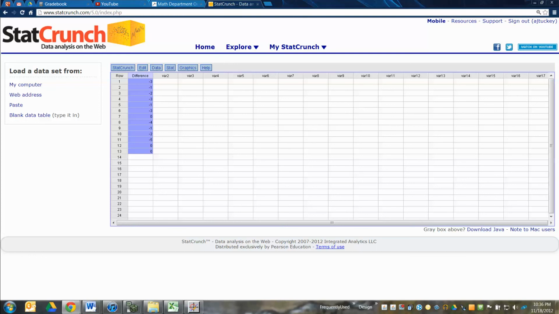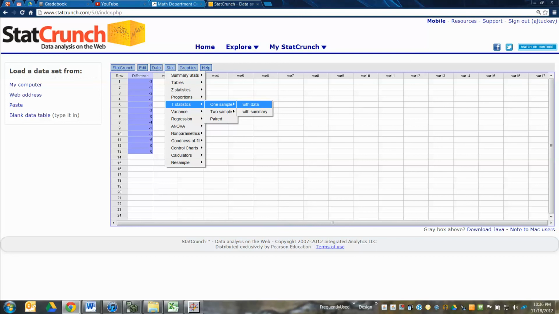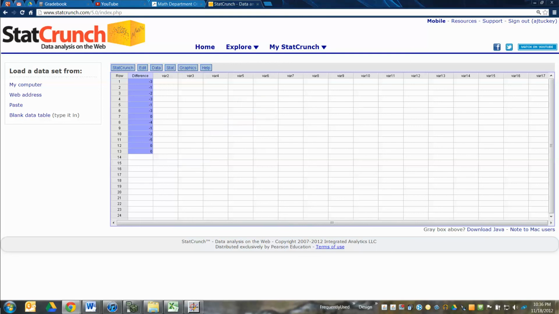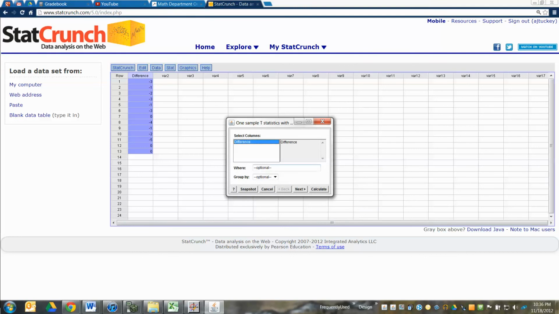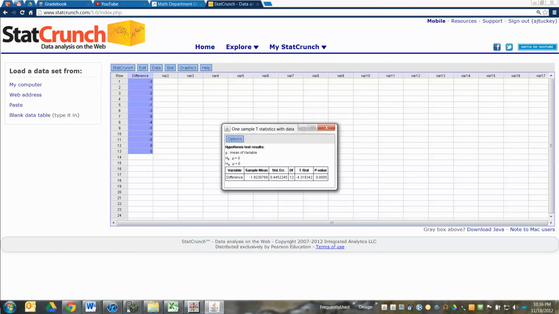All right, cool. So then you can go to Stat, T Statistics, one sample. You've got data this time, so click with data. And you wait. There you go, difference. Next. We're testing less than, so I'm going to pick the less than 0, calculate. And there it is.